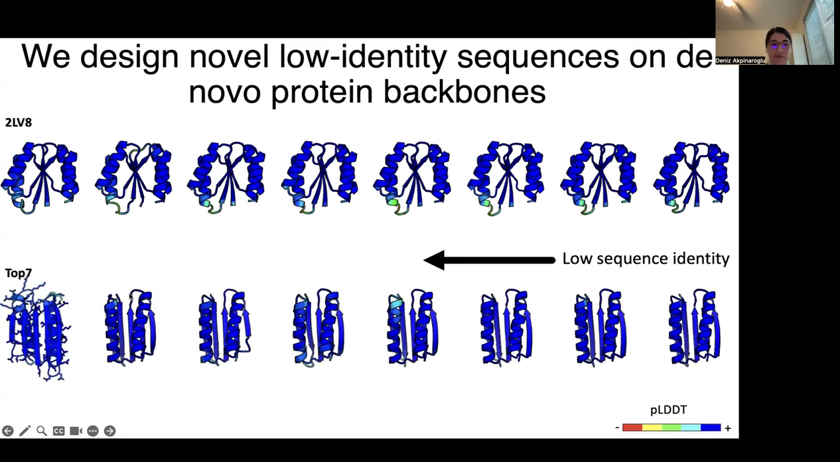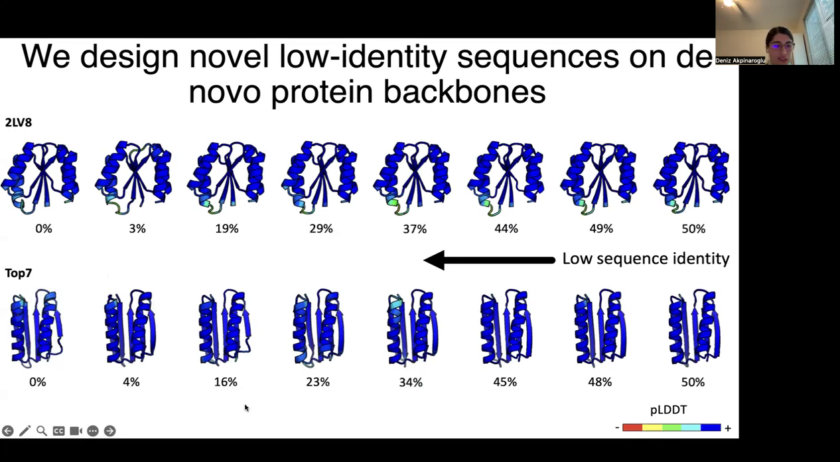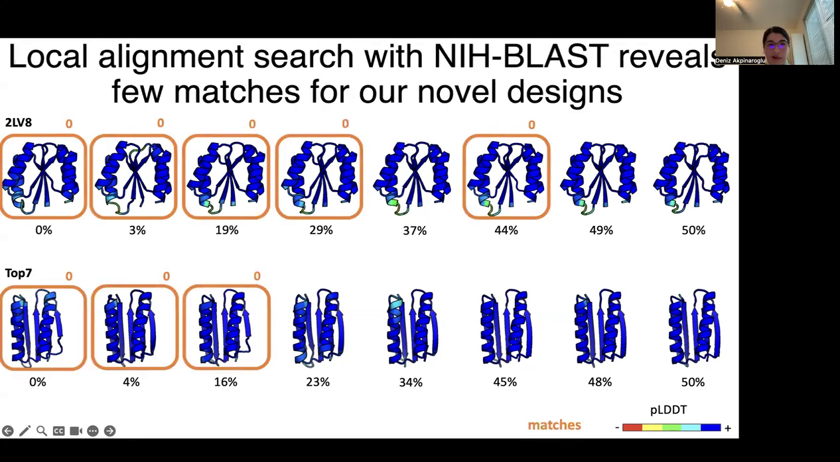And so what you're looking at right here actually is a 0% Top7 design. And in this case, we had sampled up to 50%, but you can see that we really aimed for some of the lower identity ranges as well. And before I talk about experiments, I'll just motivate this a little bit further.